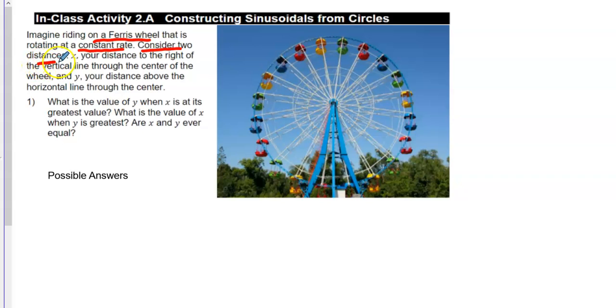Consider two distances: x, your distance to the right of the vertical line through the center of the wheel, and y, your distance above the horizontal line through the center. The question is, what is the value of y when x is at its greatest value? What is the value of x when y is greatest? Are x and y ever equal? I want you to pause this video, think about the question, provide some answers, and we will try to take it together.